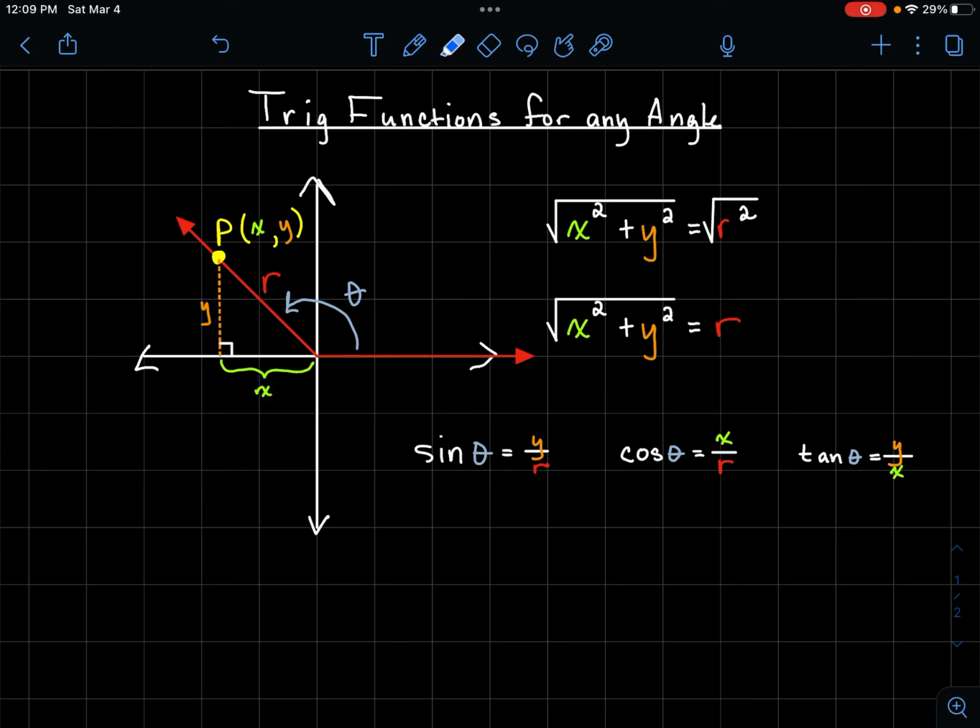But there also happen to be three more trig functions, and these are called the reciprocal trig functions. Starting with the reciprocal of sine, which is cosecant. Reciprocal means to flip the fraction, so it's going to be r over y. We have secant, the reciprocal function of cosine, which is r over x, and then cotangent, the reciprocal function of tangent, which is x over y. So we can use a point in the Cartesian plane, create a right triangle, and find the trig function, or the trig ratio, for all angles.